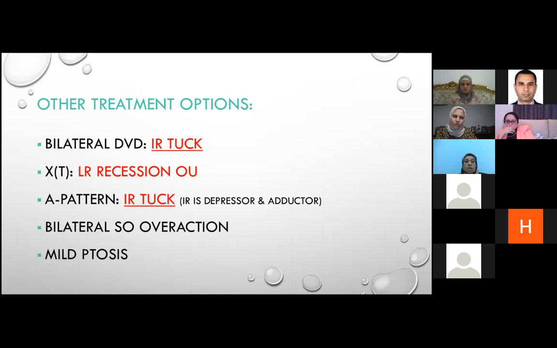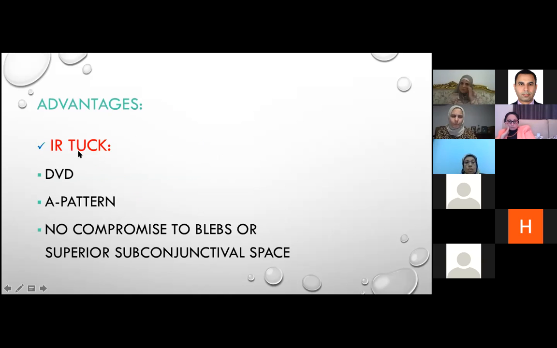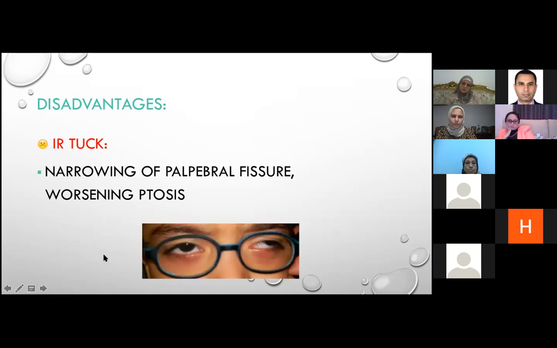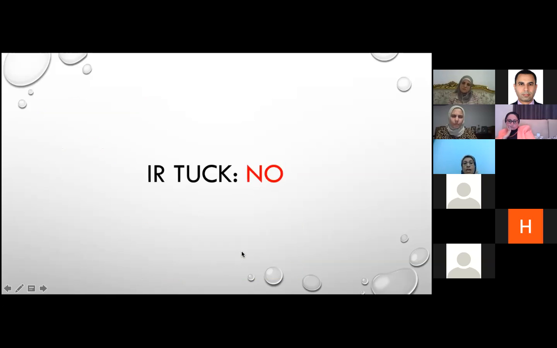The other treatment option was an inferior rectus tuck for the bilateral DVD, and it would also correct the A pattern. So inferior rectus tuck had the advantages of correction of DVD and A pattern with no compromise to the blebs or the superior subconjunctival space. However, it would produce more narrowing of the palpebral fissure and would worsen the patient's ptosis. So again, I opted against inferior rectus tuck.